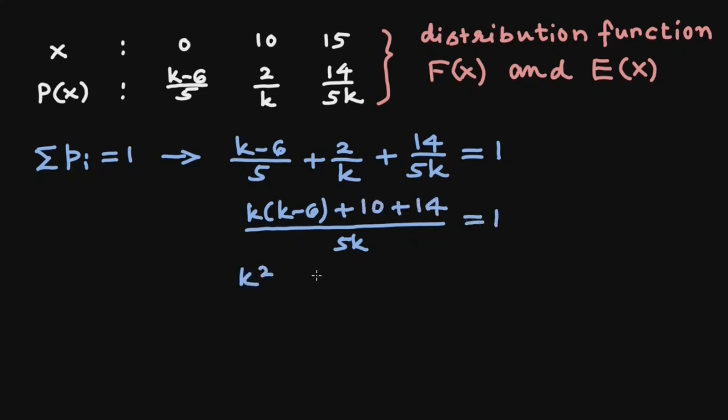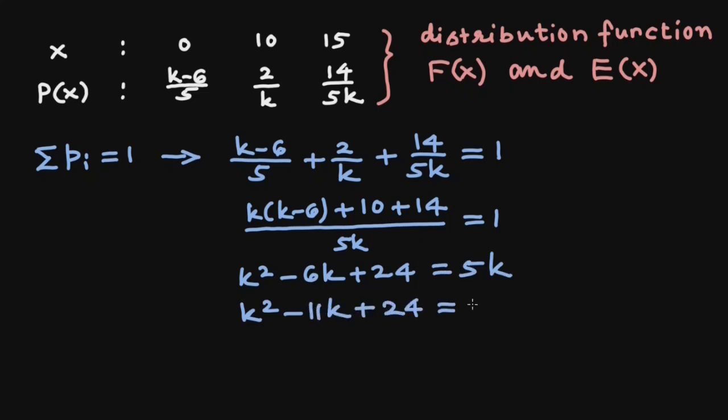k square minus 6k plus 24 equals 5k. k square minus 11k plus 24 equals 0. (k minus 8) into (k minus 3) equals 0. So k is 8 or 3. But if k is 3, then (3 minus 6) upon 5 is minus 3 upon 5, which is negative, and since probability is never negative, we have to reject k equals 3.